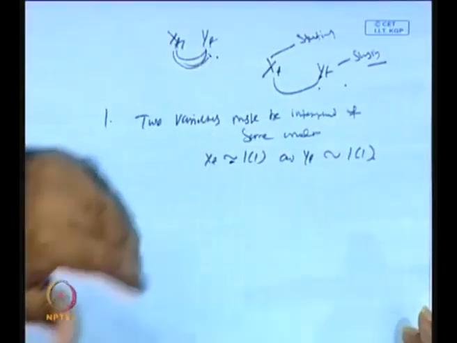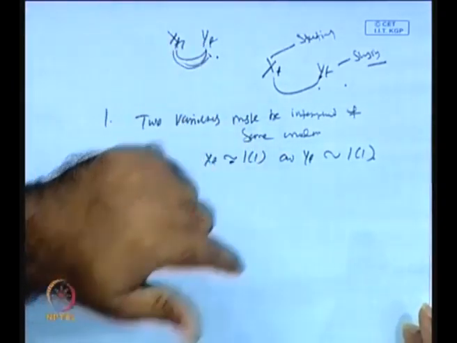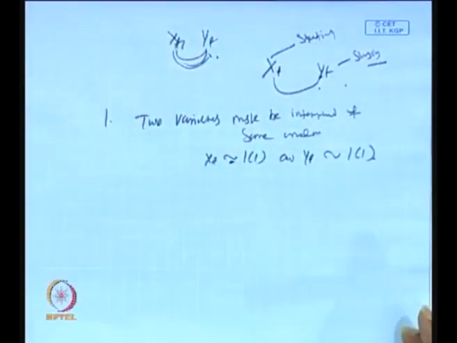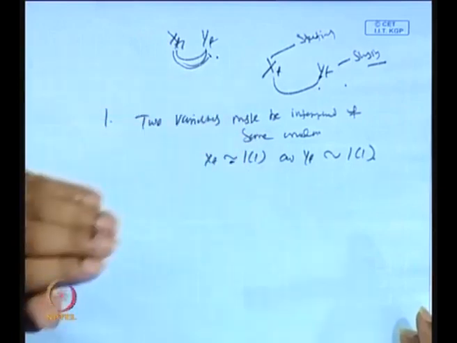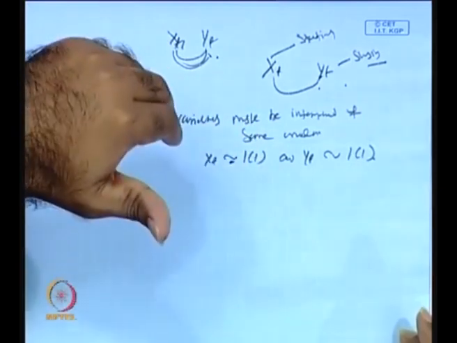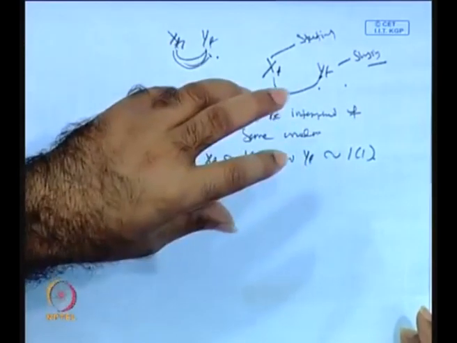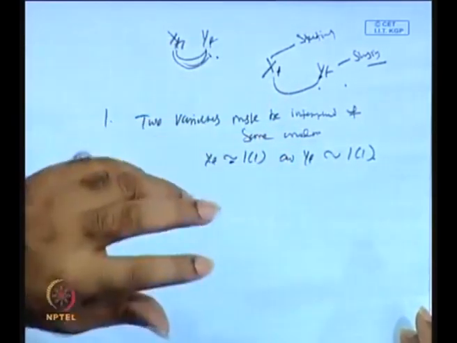So, now x t is integrated of order 1, y t is integrated of order 1. Let us assume that they are integrated of order 1 only. Then you can come to the next step. If there is a mismatch between the orders of integration, then the EG technique will not help you to detect the cointegration, meaning the existence of a long run equilibrium relationship.